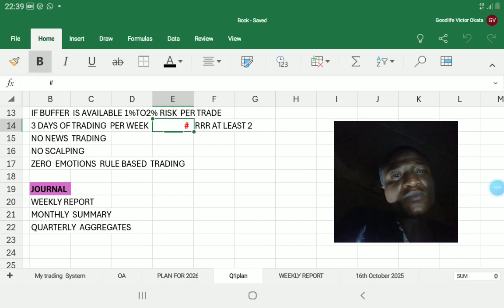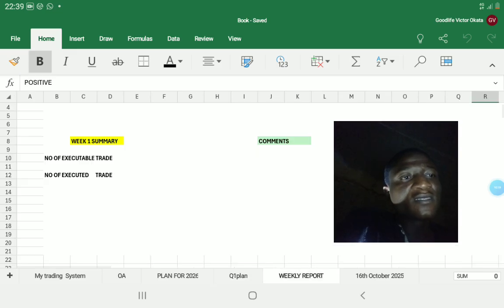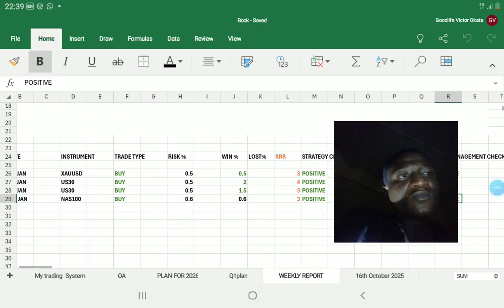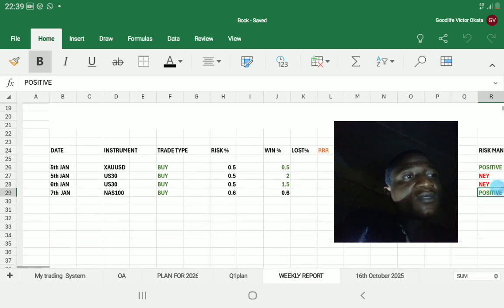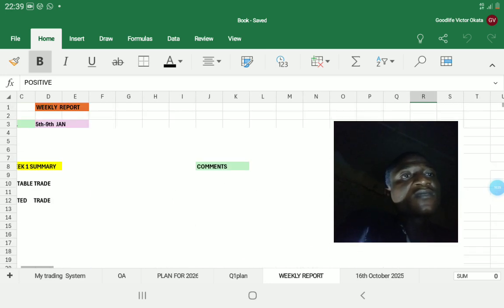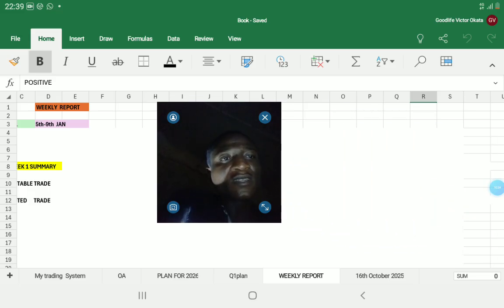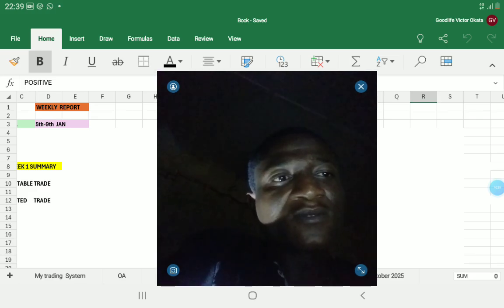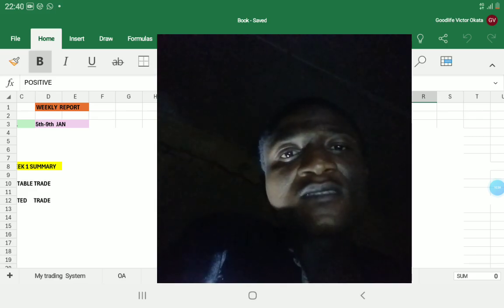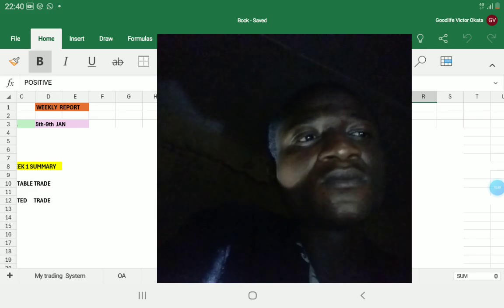Then weekly report, monthly summary, quarterly aggregate. That is all about my journaling. Then let's see the weekly report. So this is what is available on the weekly report. The reason why I brought you to this is because I want you to see that trading is not just a random thing. No, no, no. It's something that you are intentional about.